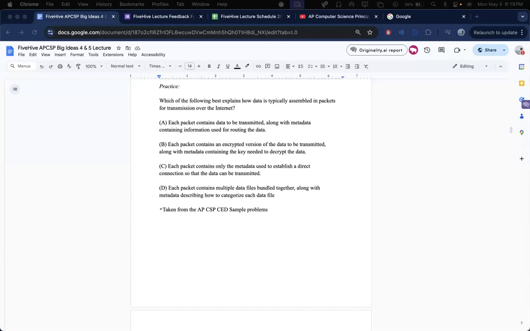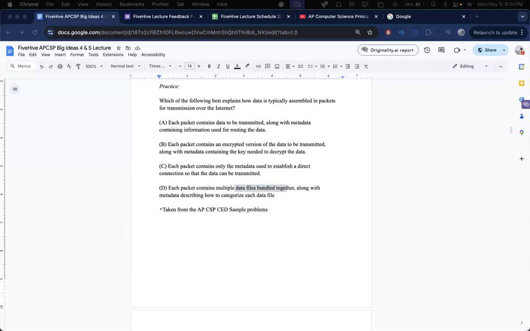Okay, so it looks like A is our top choice with B also getting some votes. So let's read them. A says each packet contains data to be transmitted along with the metadata containing information used for routing the data. B says each packet contains an encrypted version of the data to be transmitted along with the metadata containing the key needed to decrypt the data. C says each packet contains only the metadata. Well, we know that's wrong because it has to include the data itself, right? And D, each packet contains multiple data files bundled together. We said that's also wrong because packets are themselves the smallest bit of data that you can have, right?